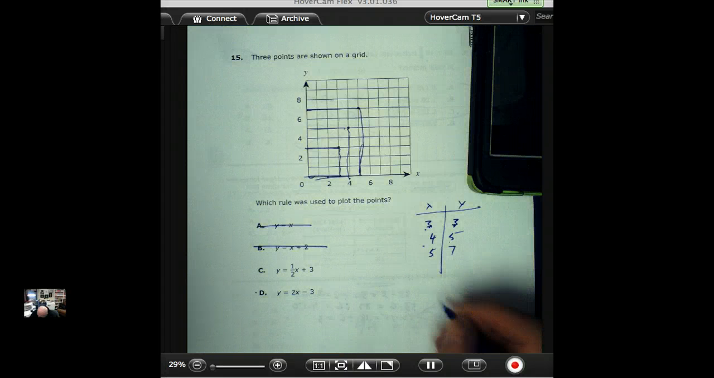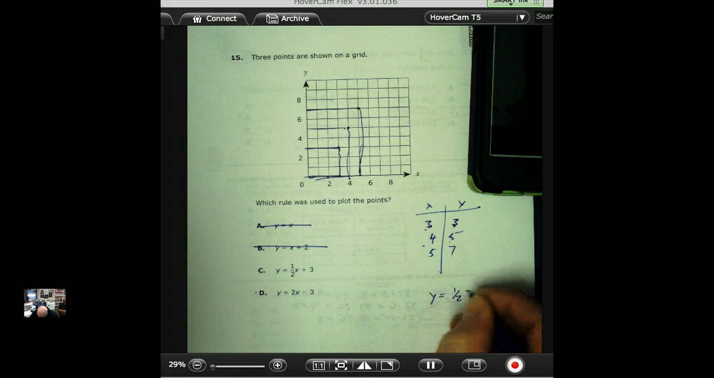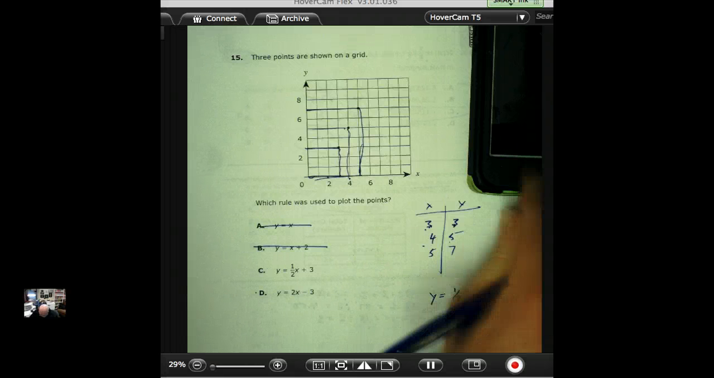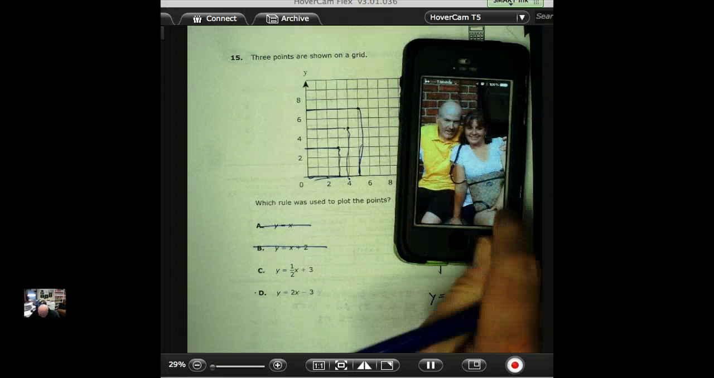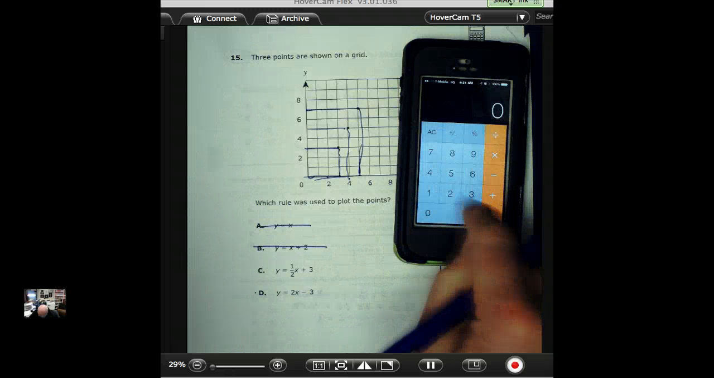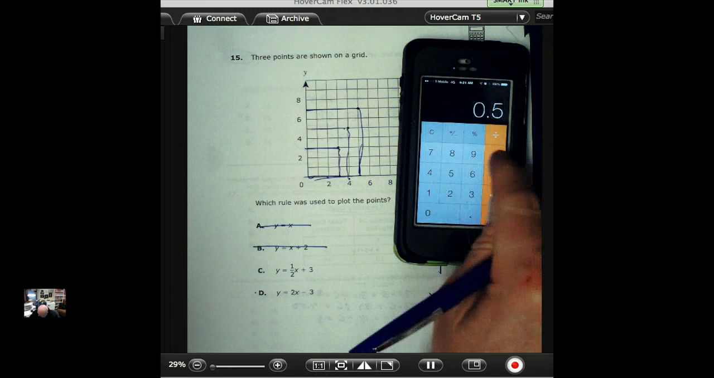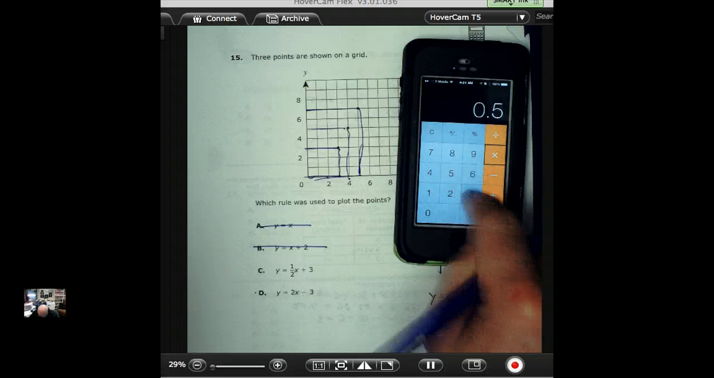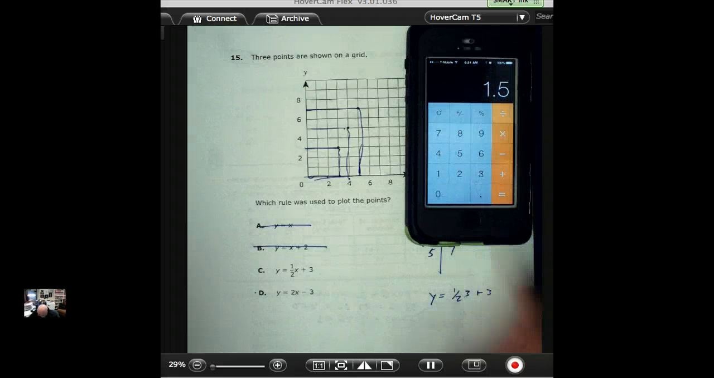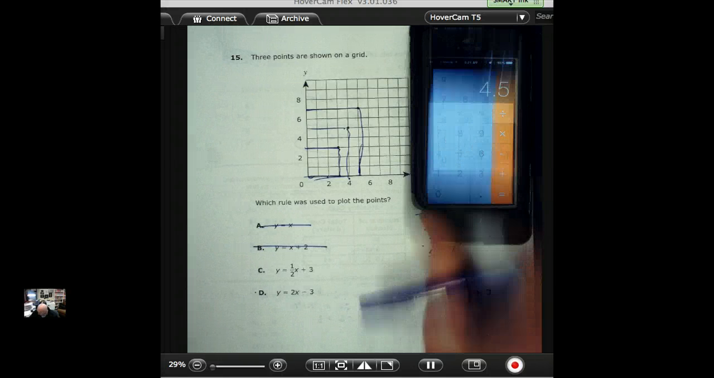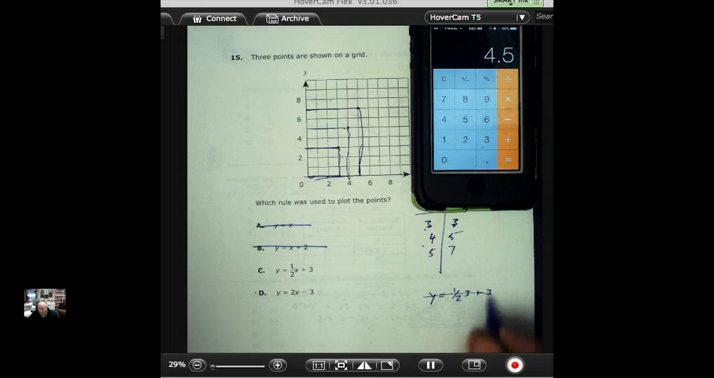1/2 x plus 3, it could be that. So let's just try it. Y equals 1/2 of 3 plus 3. 1/2 of 3 would be, and you could do that on the calculator, you could just take 0.5, which is 1/2, times 3. You get 1.5 plus the 3 would equal 4.5. So it can't be that one. It's got to work for everyone.